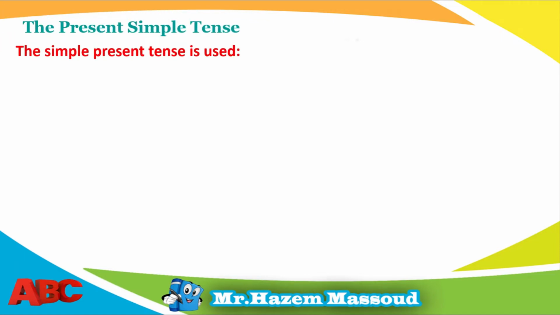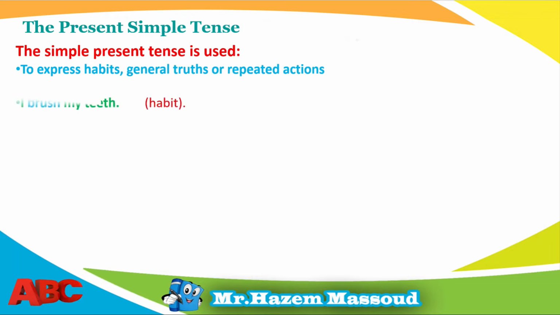The present simple tense is used to express habits, general truths, or repeated actions. So I use the present simple to express habits or repeated actions or a general truth or facts. For example, I brush my teeth. This is a habit or repeated action. The verb brush is a present simple, and this is the base form of the verb. That means the verb without any changes.